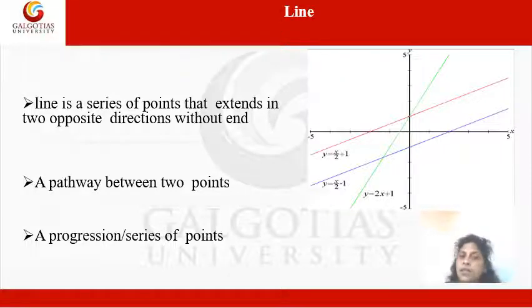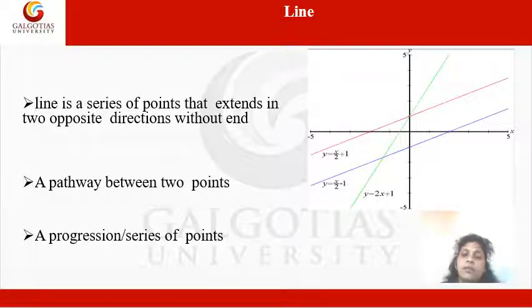So a line is a series of points that extends in two opposite directions without end. Like if I look at this one, which is going from up to down or down to up, we cannot say from where it is beginning and from where it is getting its end. Top to bottom we can say, or bottom to top we can say. We have not written that it is starting from top or from bottom.